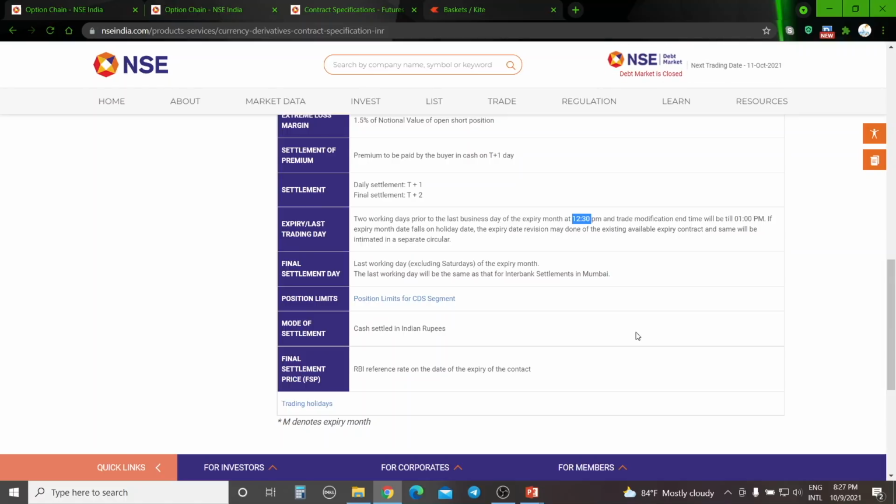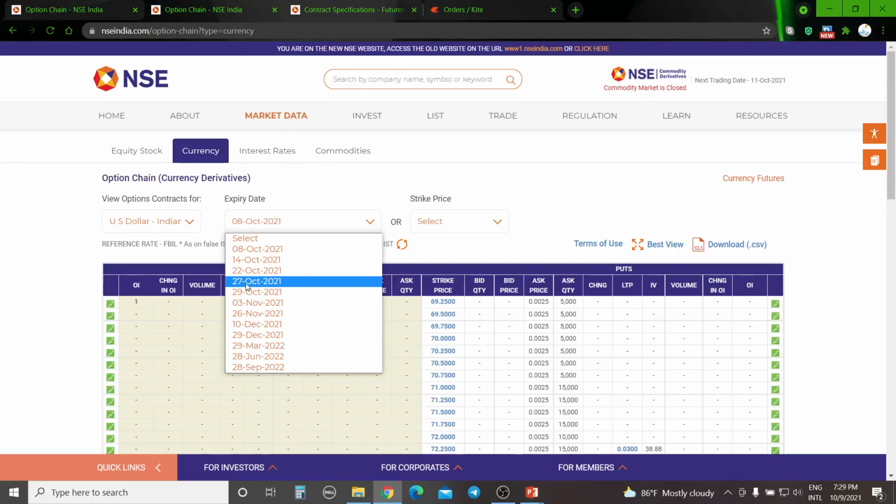So the options expire at 12:30 p.m. on every Friday, but the RBA reference rate comes at 5 o'clock. Okay. So there is a bit of a difference there. That is why I wanted to touch upon this. These are the differences in the contract.